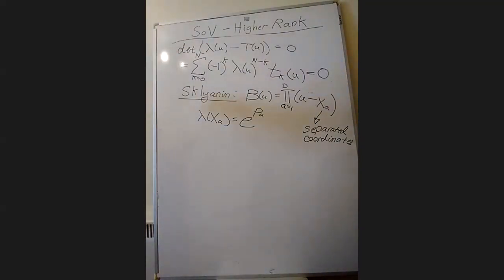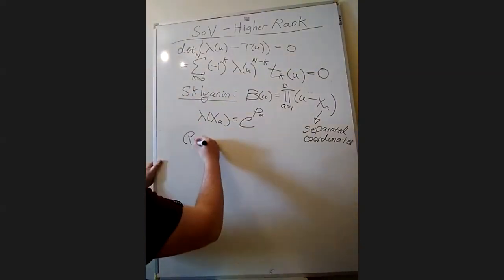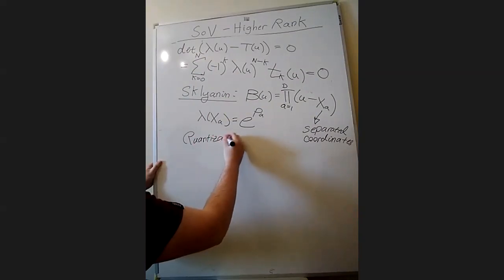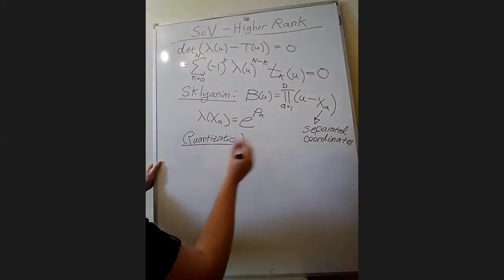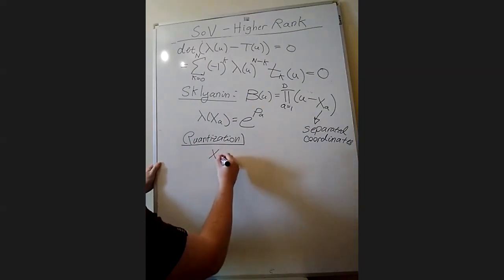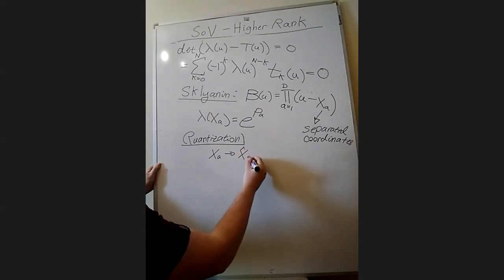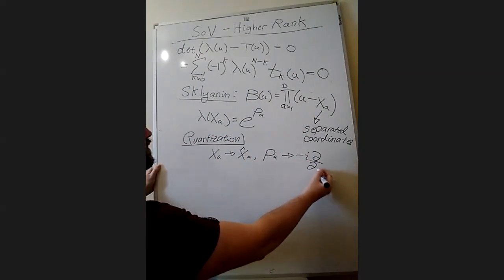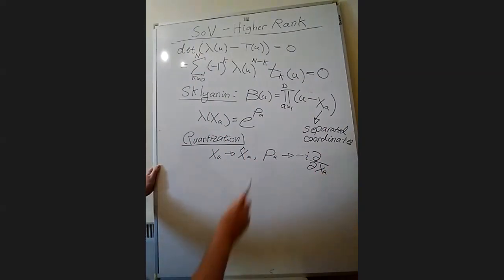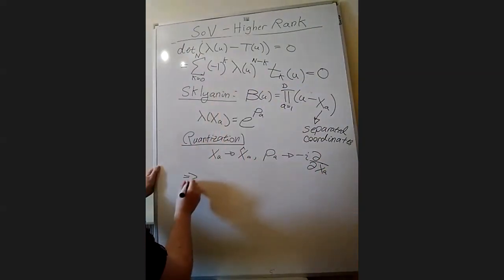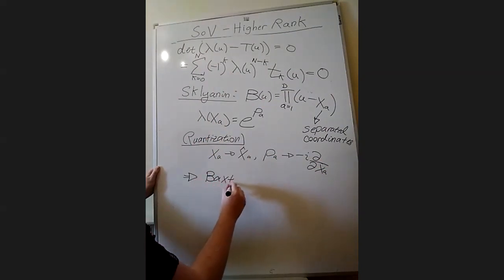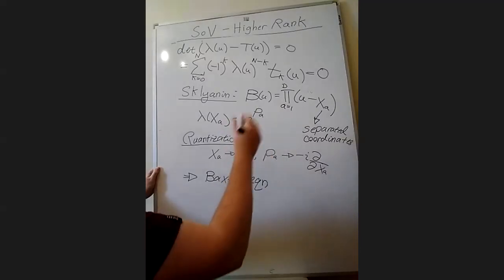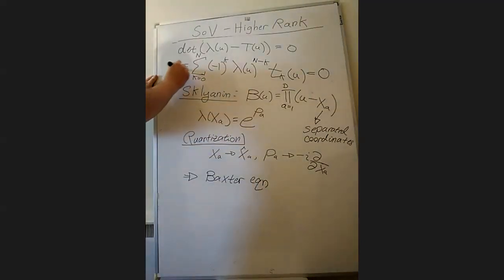So classically, everything is nice and dandy, but what can we say about quantization? So if we perform a kind of naive quantization procedure in the usual way, then we promote everybody to operators on our Hilbert space. So X become some operators, and our P becomes, let's say, minus i d/dx_a. And the moment you make this replacement and plug in here, you get immediately the Baxter equation. So I'll label this as, say, 1 to make things clear.